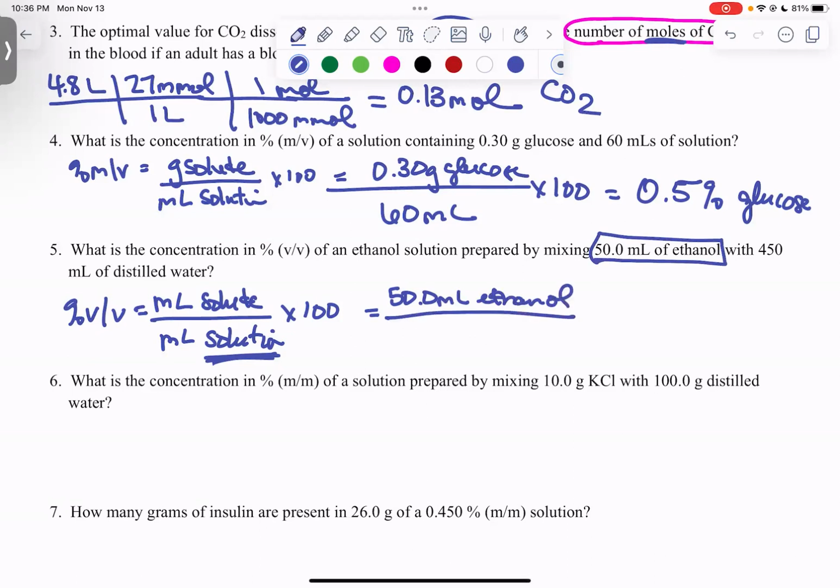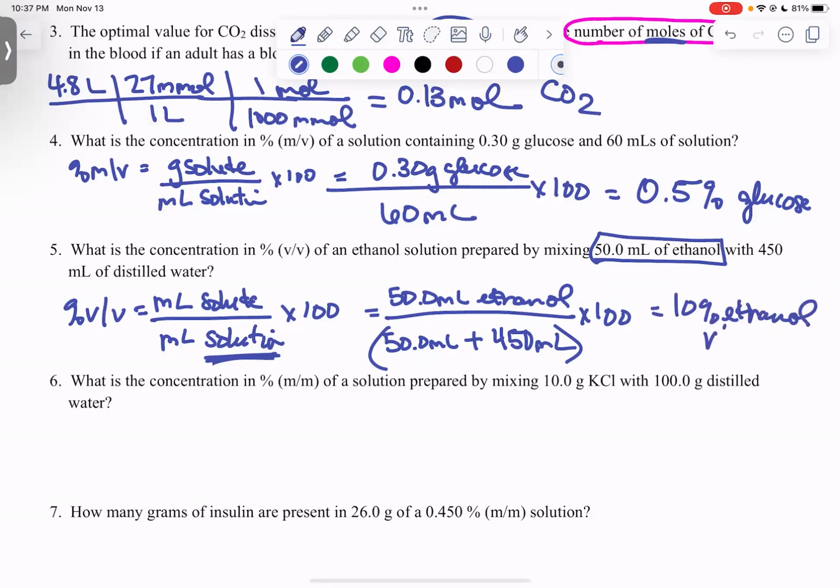And then my solution should be my ethanol plus my water. So it'd be 50 milliliters plus 450 milliliters, okay, times 100. And so make sure you do what's down here in your calculator in parentheses, or you might get that messed up. So what you should get is something that is 10% ethanol, volume by volume.